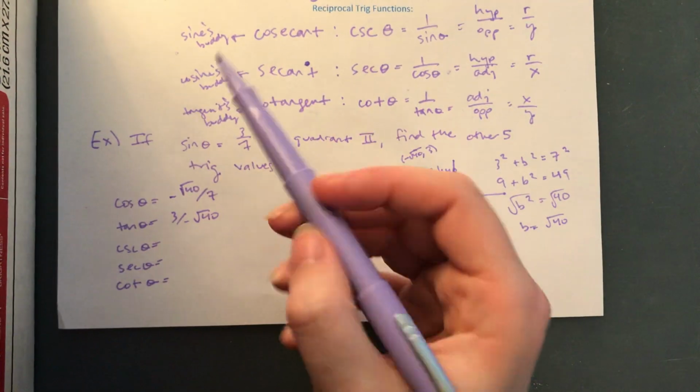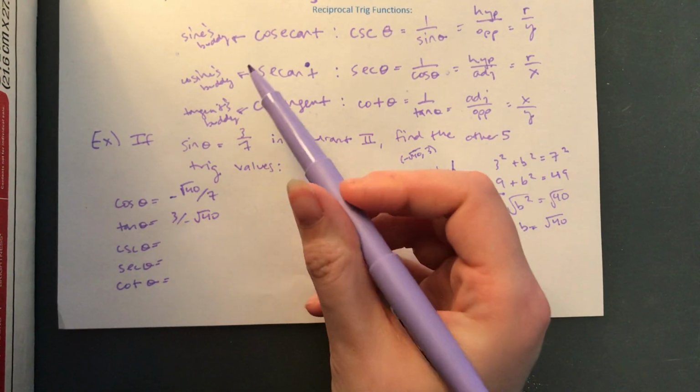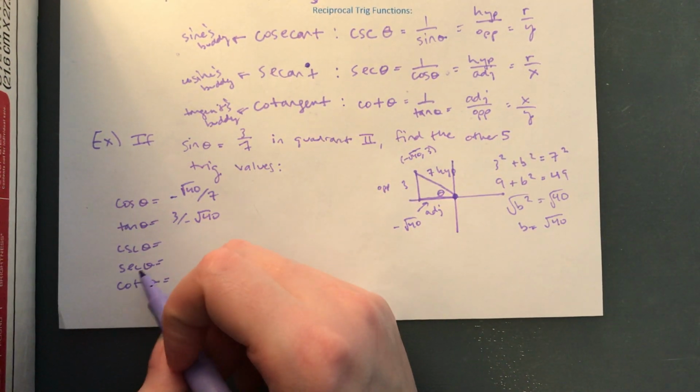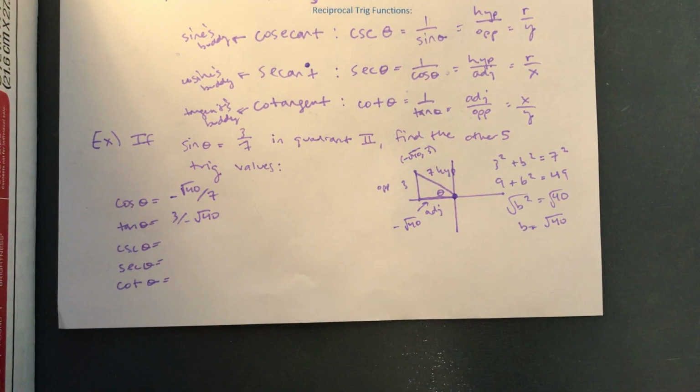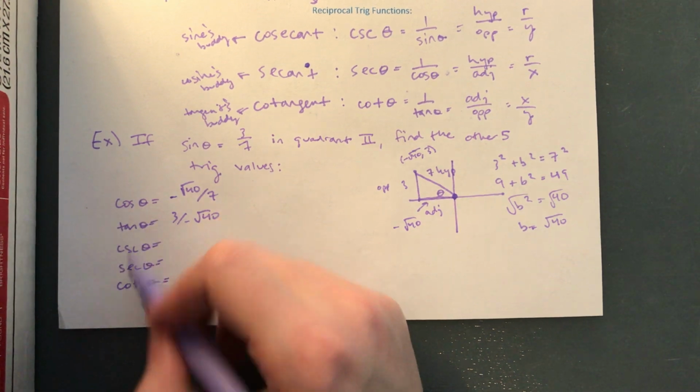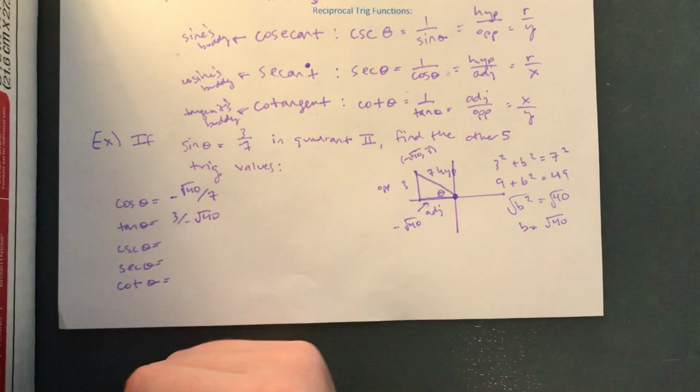Now here comes the new ones. Remember, CSC stands for cosecant, SEC stands for secant, COT stands for cotangent. On your homework, they don't necessarily give them in order, so just keep that in mind. If you need your notes out, have your notes out.